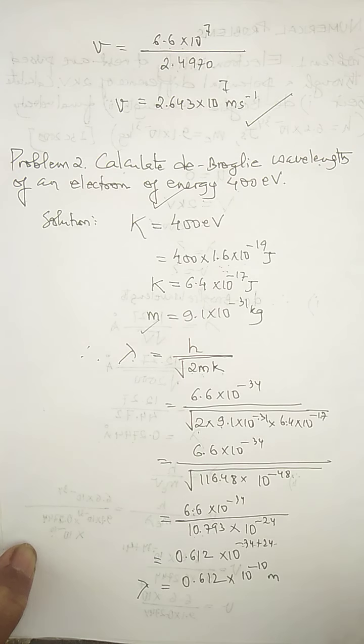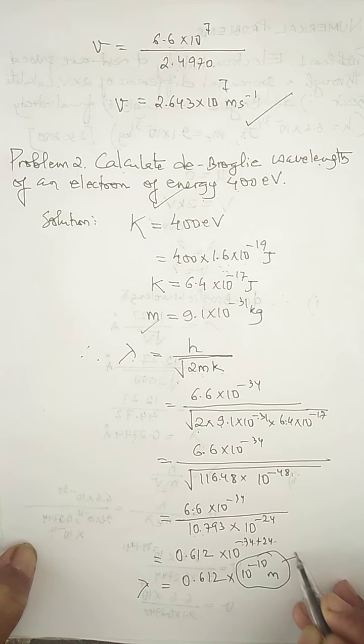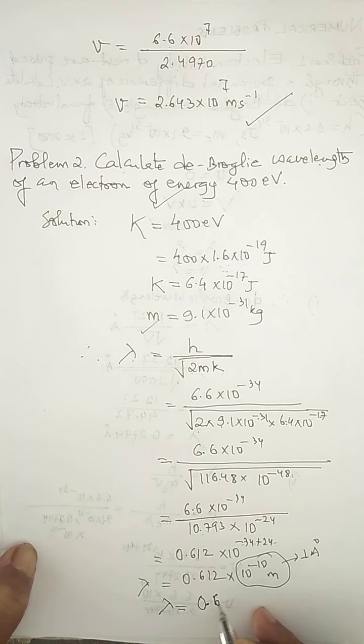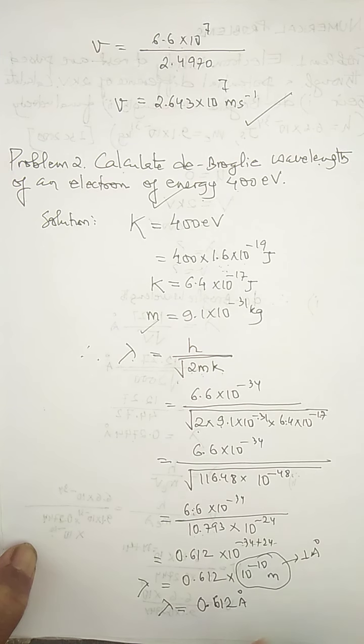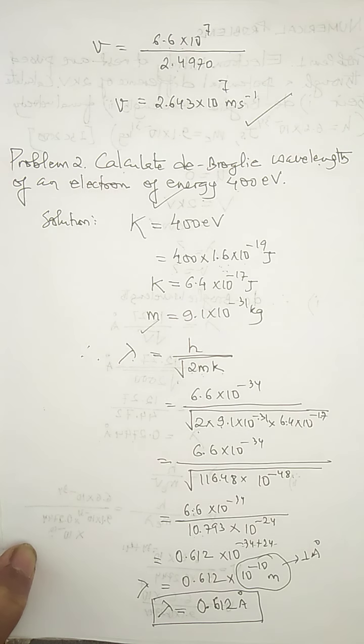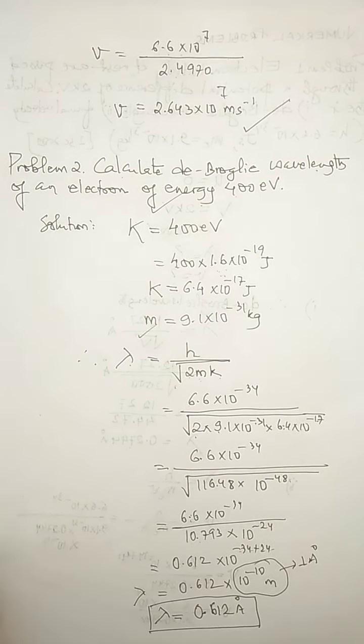But as I said, children, this wavelength can be measured in Angstrom also. So this 10 to the power minus 10 meter can be replaced by 1 Angstrom. So your de Broglie wavelength lambda can be written as 0.612, and the unit I write as Angstrom. So look at the value of the de Broglie wavelength: that is 0.612 Angstrom. So this is the solution of problem number 2. Now children, we have 2 more numerical problems to solve, and that we will do in the next YouTube video.